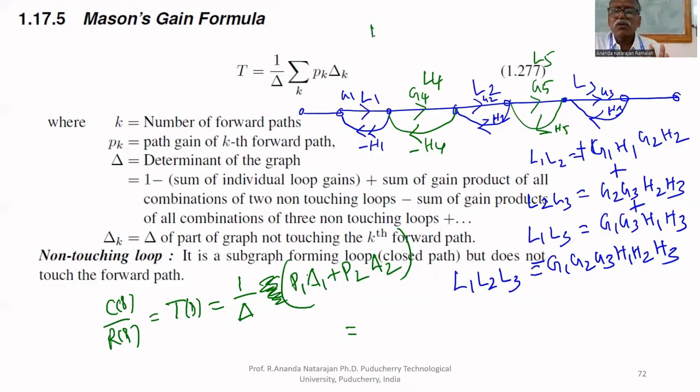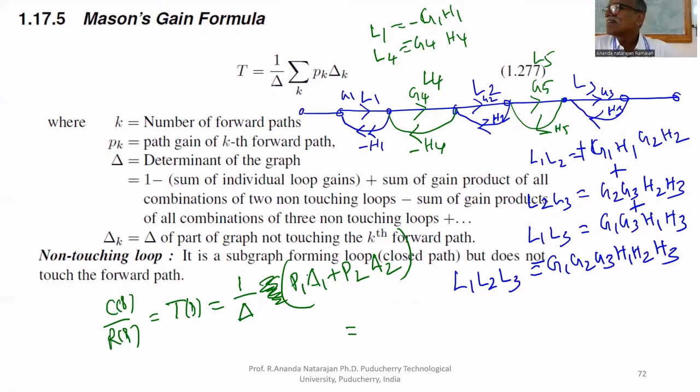Sometimes, if you see, L1 equals what? In this case, minus G1, H1. L4 equals what? Minus G4, H4. There are no common elements, but they are touching each other. Therefore, we have to check. But most of the time common elements will be there, and quickly you can remove them.